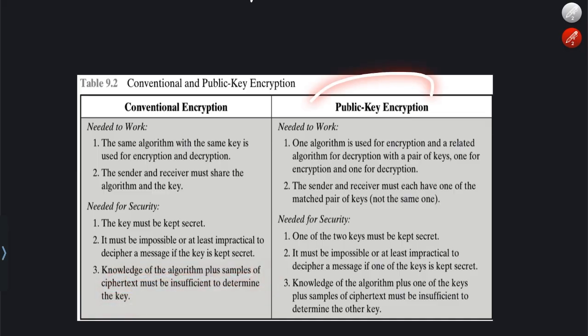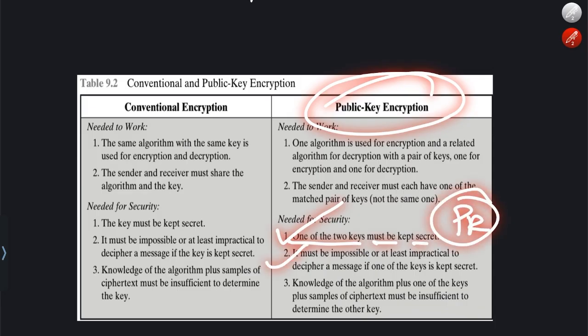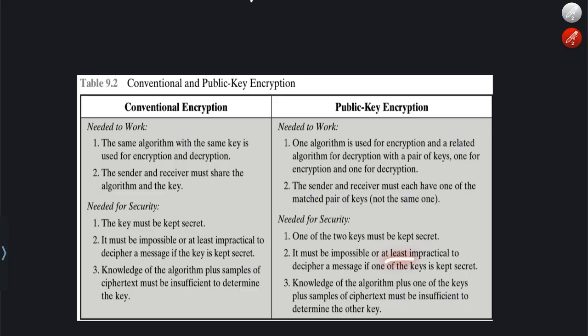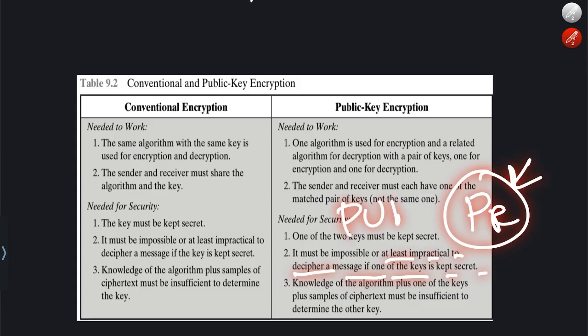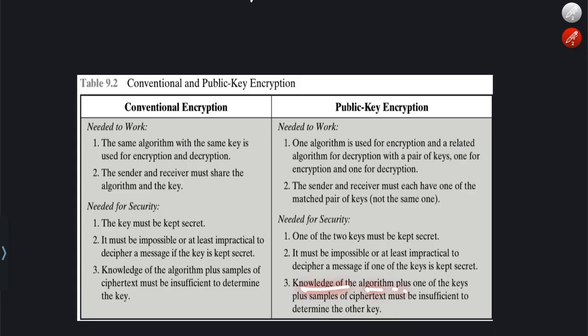Whereas from the public key encryption perspective, one of the two keys must be kept secret. That is, the private key is always kept secret. It must be impossible or at least impractical to decipher a message if one of the keys is known. Yes, because the private key is kept private. So even if I know the public key of Alice, I may not be able to deduce the message. Knowledge of the algorithm plus one of the keys plus samples of ciphertext must be insufficient to determine the other key.